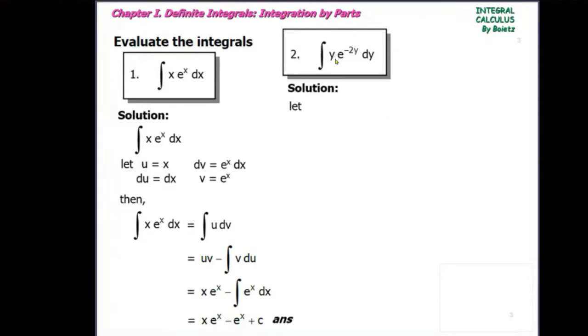Here, again, it's a combination of algebraic and exponential. So, in LIATE, the algebraic comes first. So, let u is equal to y, the algebraic. In LIATE, the algebraic comes before the exponential. So, u is equal to y.